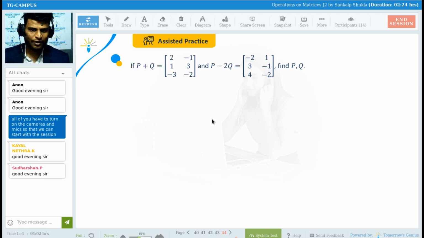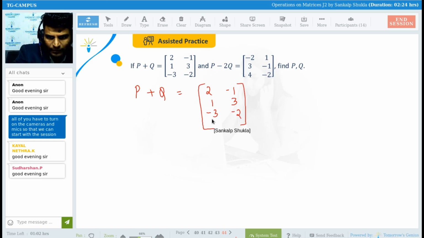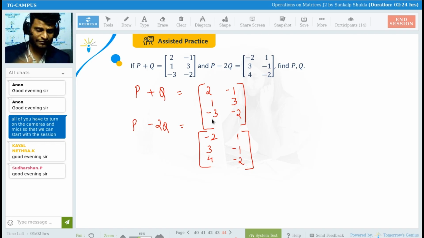This question is again from CBSE. What if p plus q is this and p minus 2q is this? You have to find the value of p and q. So I know that p plus q is 2 minus 1, 1, 3, and minus 3 and minus 2. And second is p minus 2q. P minus 2q is another matrix, that is minus 2, 1, 3 minus 1, 4 minus 2. And the question is asking what are the values of p and q?